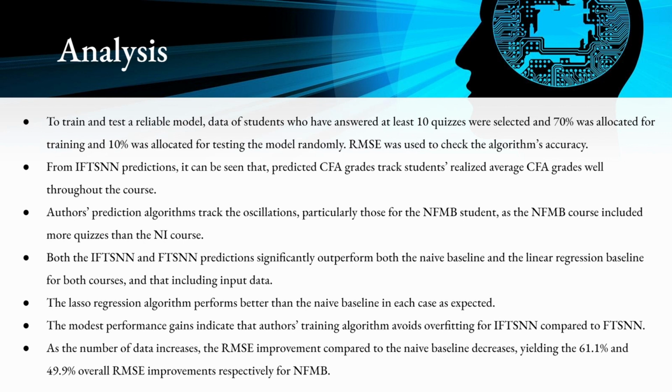On the basis of the marginal performance benefits, the authors' training technique prevents overfitting for IFT-SNN relative to FT-SNN. As the volume of the data increases, the RMSE improvement relative to the naive baseline decreases, resulting in 61.1% and 49.9% overall RMSE improvements for NFMB respectively.